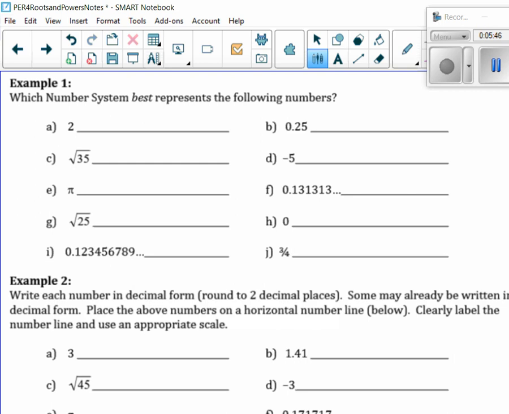So, of course, some of these belong to a lot of the systems, but which one is the best description of it? So, what would be the best description? Natural. Yeah, natural. Okay, what about 0.25? Rational, very good. And remember the definition of rational was it can be written in the form a over b. Of course, any terminating decimal can be written as a fraction.